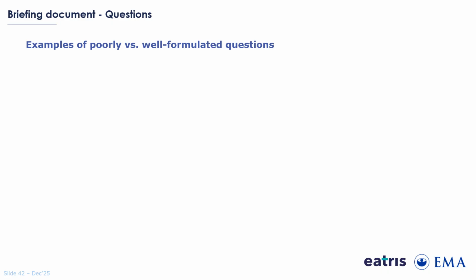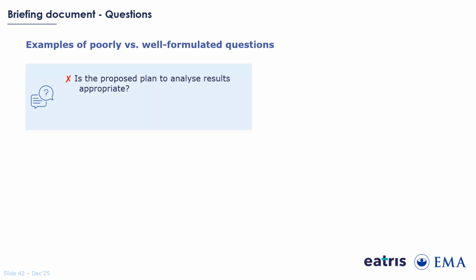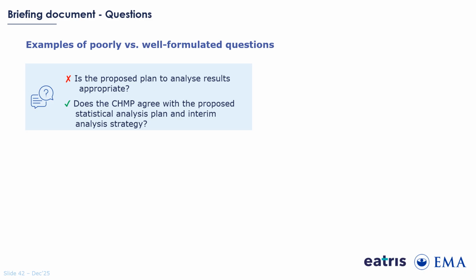The question, is the proposed plan to analyze results appropriate? Is overly general. Regulators cannot respond meaningfully without knowing what aspect of the design and analysis plan is being referred to. It is better to formulate as, does the CHMP agree with the proposed statistical analysis plan and methodology, including an interim analysis to stop the study early in case of positive results?